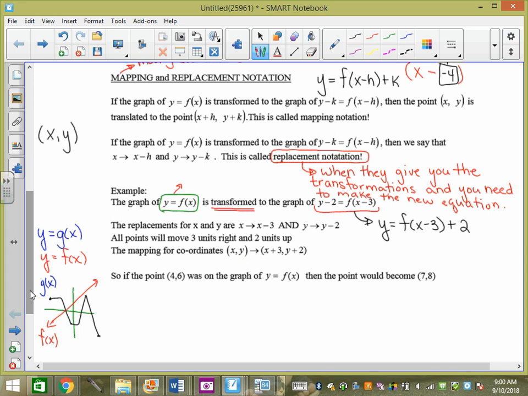If it's in the brackets, it affects the x. If it's not in the brackets, it affects the y. It's very important. Okay? If it's in the brackets, it affects your x variable. If it's outside of the brackets, it affects your y. Something to note. We're going to write that. In the bracket affects your x variable. Not in bracket affects your y.